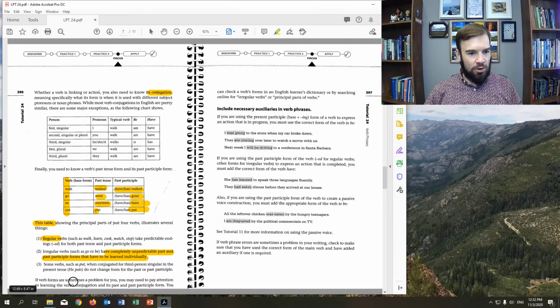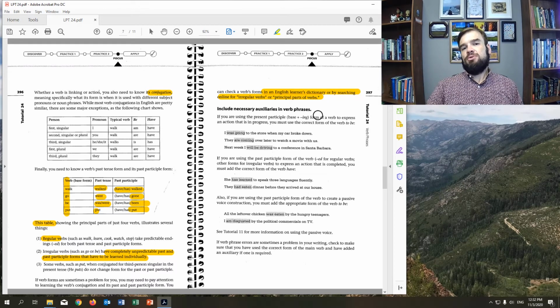Now, if verb forms are sometimes a problem for you, you may need to pay attention to learning the verb's conjugation and its past and past participle form. You can check a verb's forms in the English Learner's Dictionary or by searching online for irregular verbs or principal parts of verbs. Again, I'll just highlight that. Go to learnersdictionary.com, just Google irregular verbs in English. You can see a full list of these, and I'm sure if you've ever taken any other grammar class, you've seen these lists and charts right there. They're in every book because they're important and they're helpful.